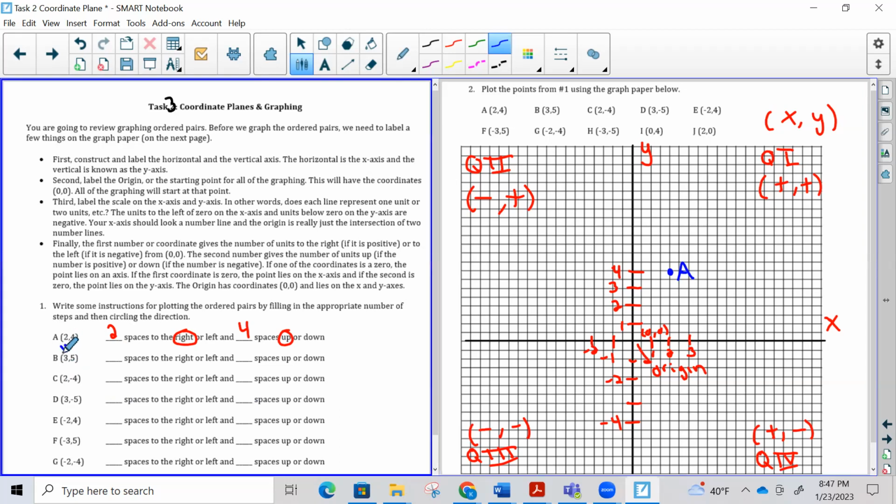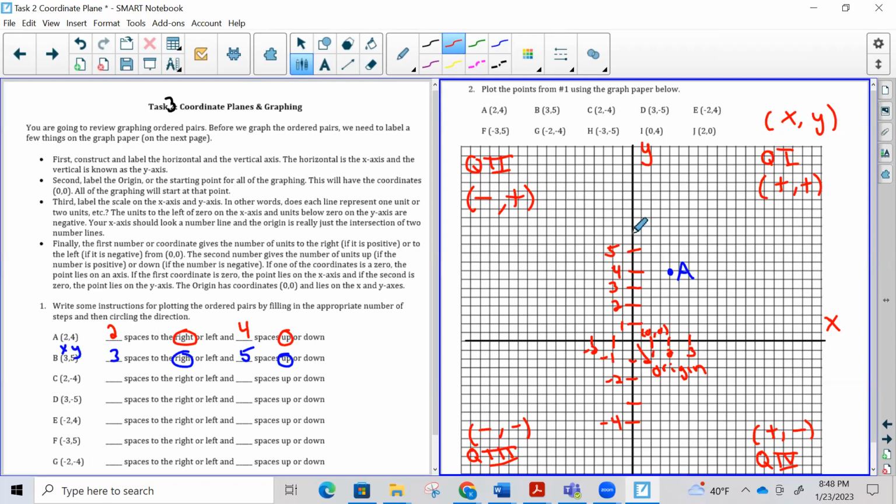Okay, so for B, we're going to go 3. That's my x value. 5 is my y value. So this is telling me I'm going 3 right. And then because it's a positive 5, I'm going 5 up. And so for this point, I would go 3 to the right and then I would go 5 up. And that would be my point B.